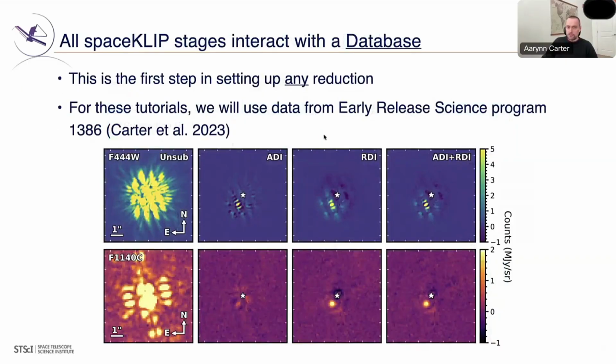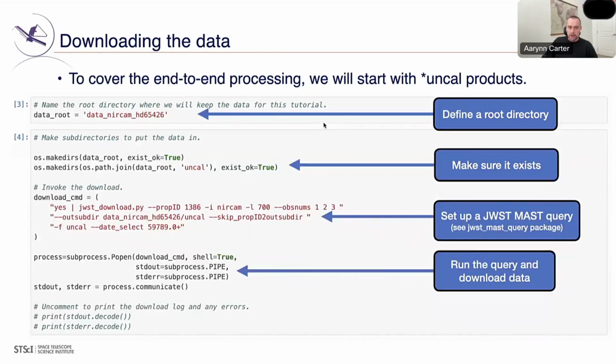So for this tutorial, we'll use the ERS data that you've seen, where we have this nice planetary mass companion at the bottom left of the star. To do this, we have to define a root directory. This is the data download script.